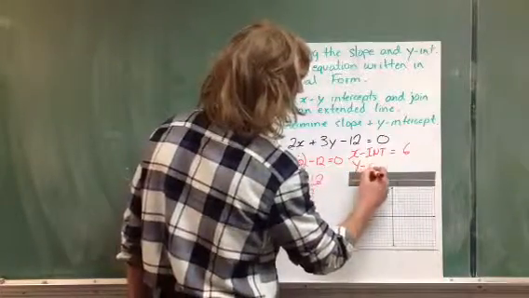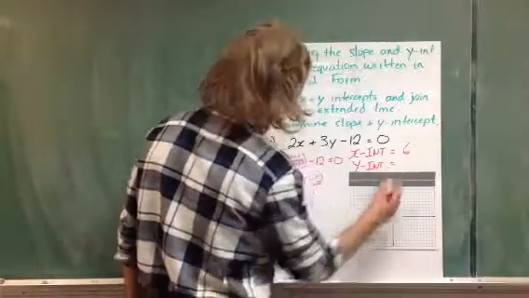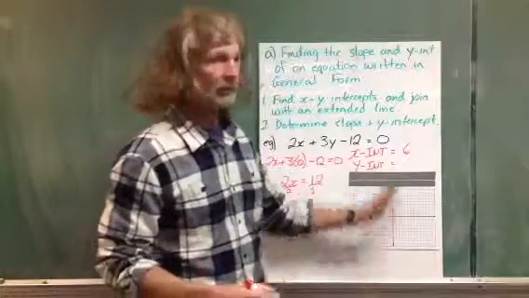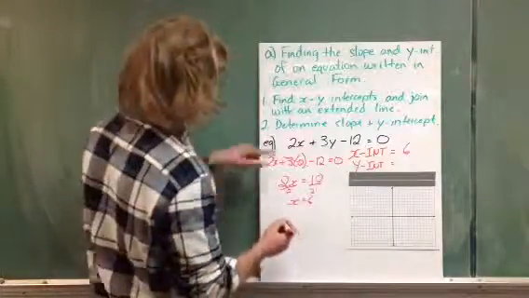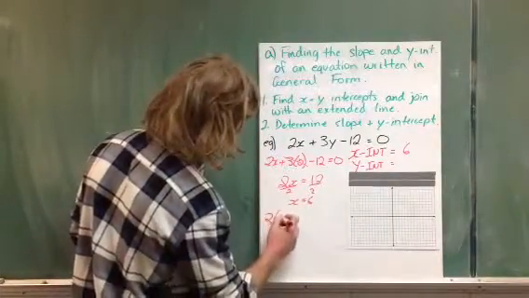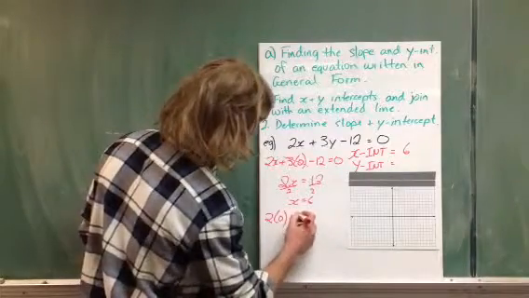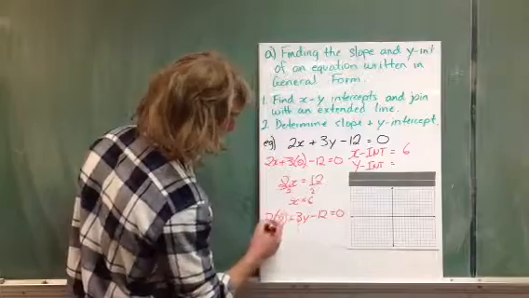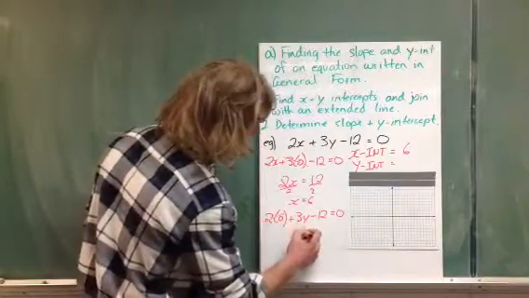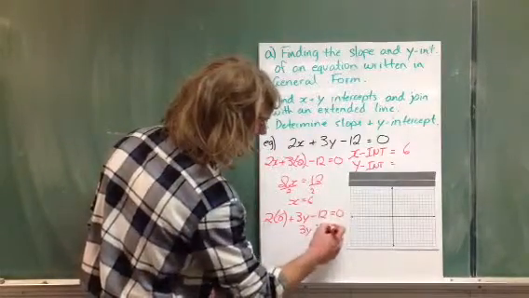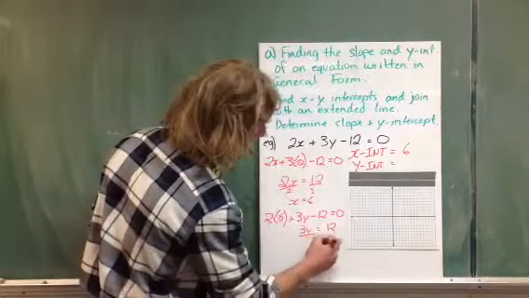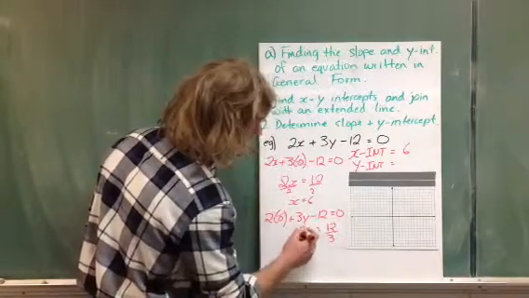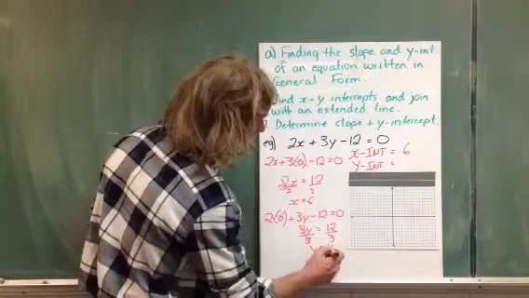The y-intercept, well, the y-intercept is where it crosses the y-axis, and that's where x is 0. So I'm going to make x equal to 0. Okay, that would be a 0. So I have 3y equals, I'll bring that across as positive 12. Divide that by 3, and y equals 4.